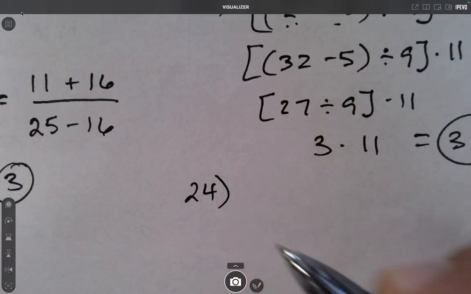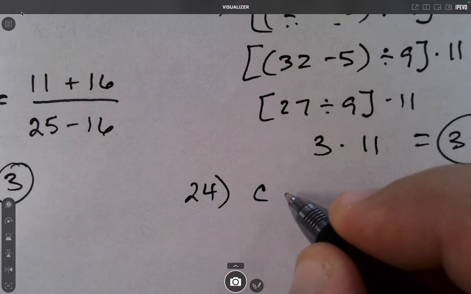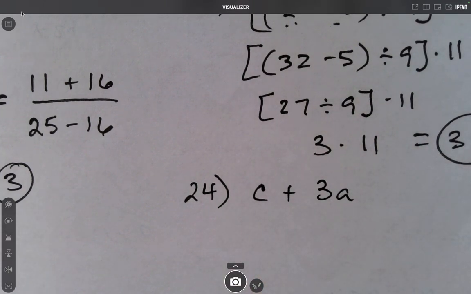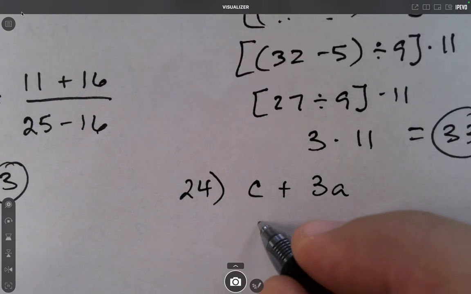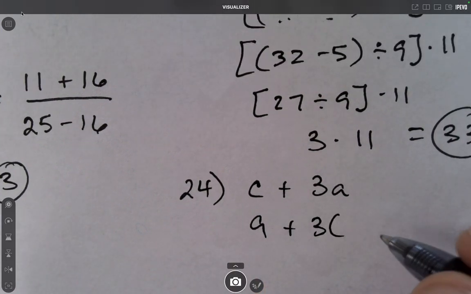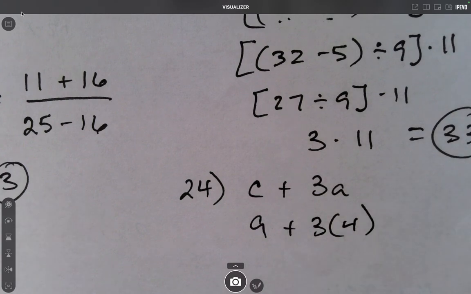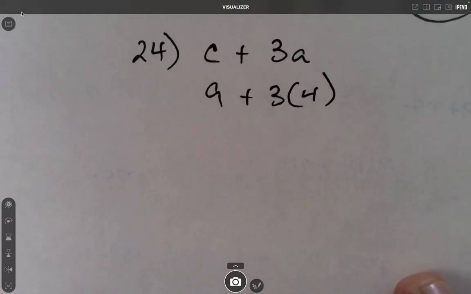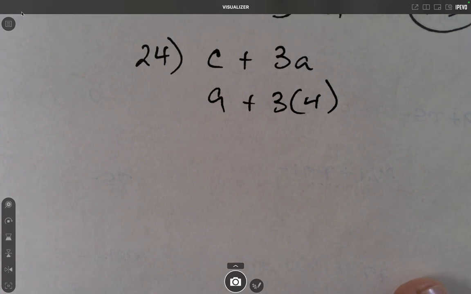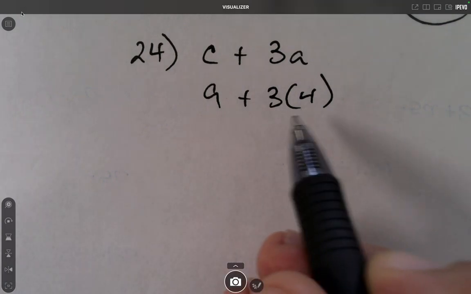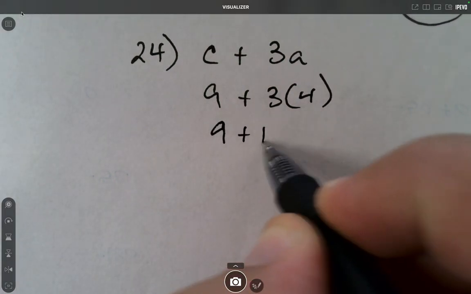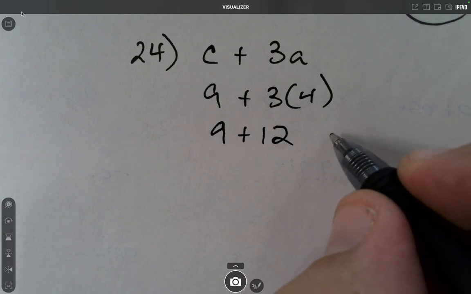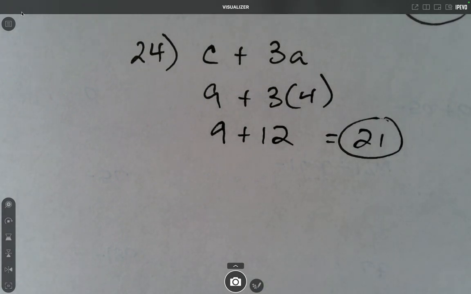(24) Here we need to plug in values, so it starts with c plus 3a. And given in the instructions, it tells us that c is equal to 9 and a is equal to 4. So I first just wrote c plus 3a, then I plugged in the values it gave me for c and for a. Now I'm following the order of operations. Nothing to do inside the parentheses, it's just a number, 4. No exponents. So we look at multiplication and division. I've got multiplication right there. 3 times 4 is 12. Then we add 9 plus 12 is 21.